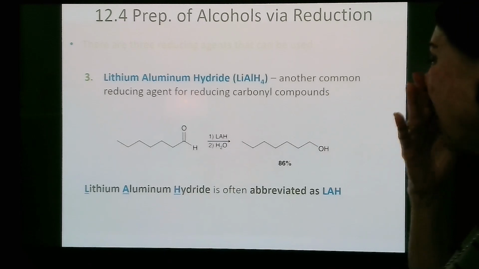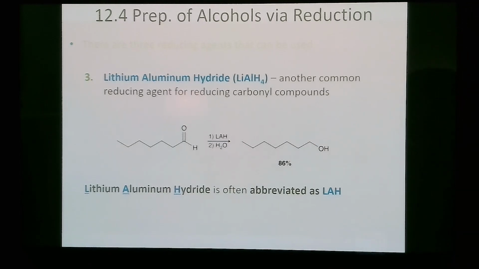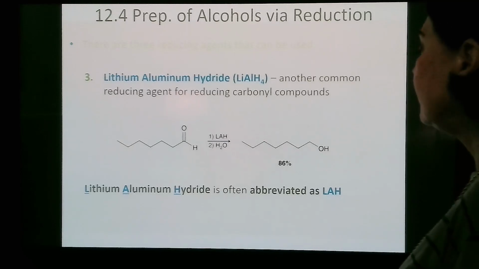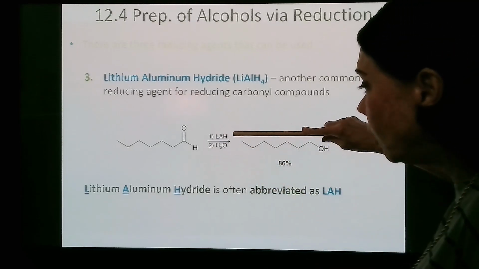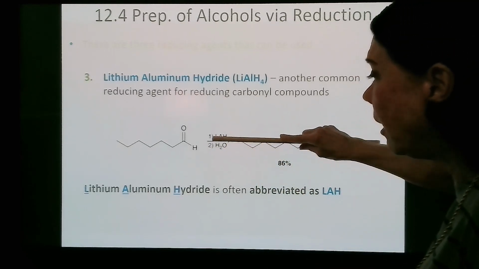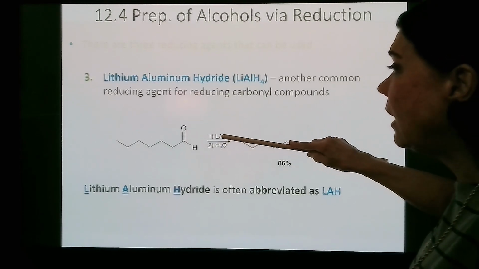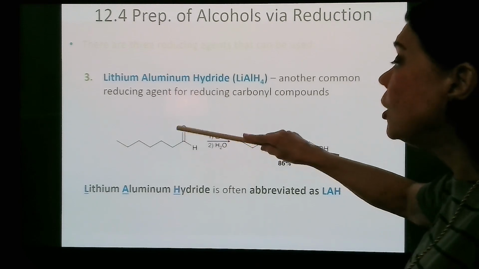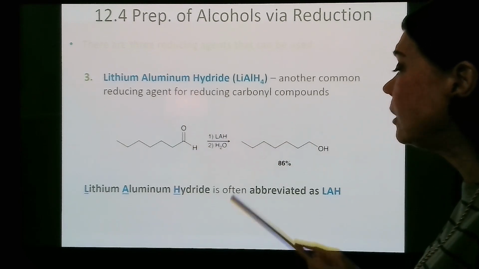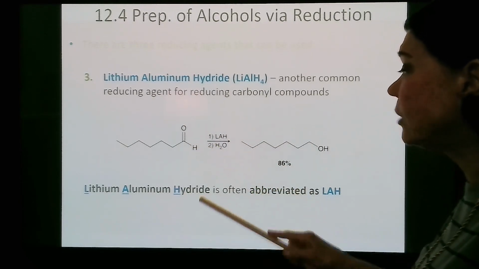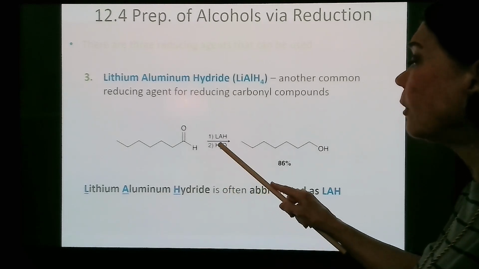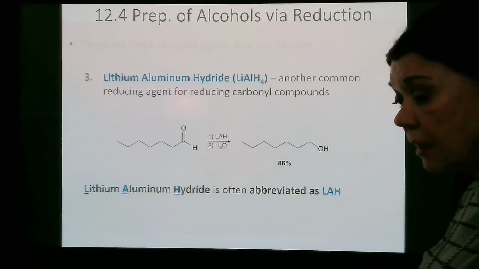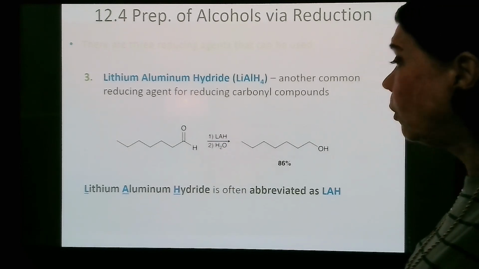Lithium aluminum hydride. This reagent is more reactive, and it will accomplish the same reaction. Notice this is a two-pot reaction, and so first you would add the LAH, that's the abbreviation for lithium aluminum hydride. You would let it proceed to completion, and then after that reaction has completed, you would add the water later. It is not one pot like the sodium borohydride.